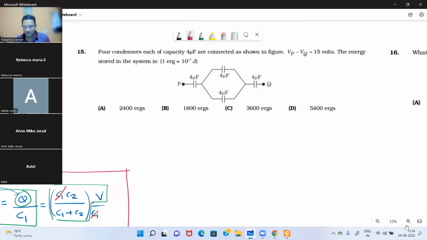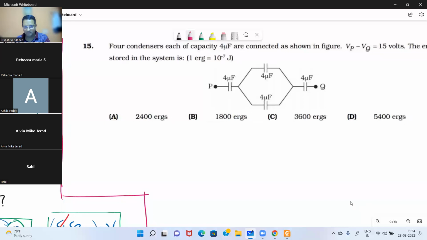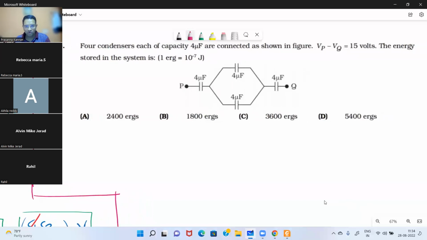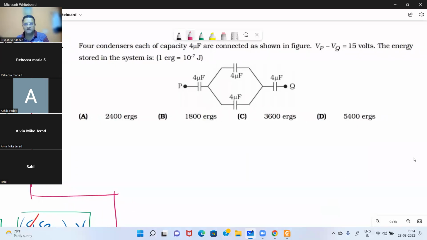Let's read this question now. 4 condensers, each of capacity 4 microfarad, are connected as shown in the figure. Vp minus Vq is 15 volts. What is the energy stored in the system?